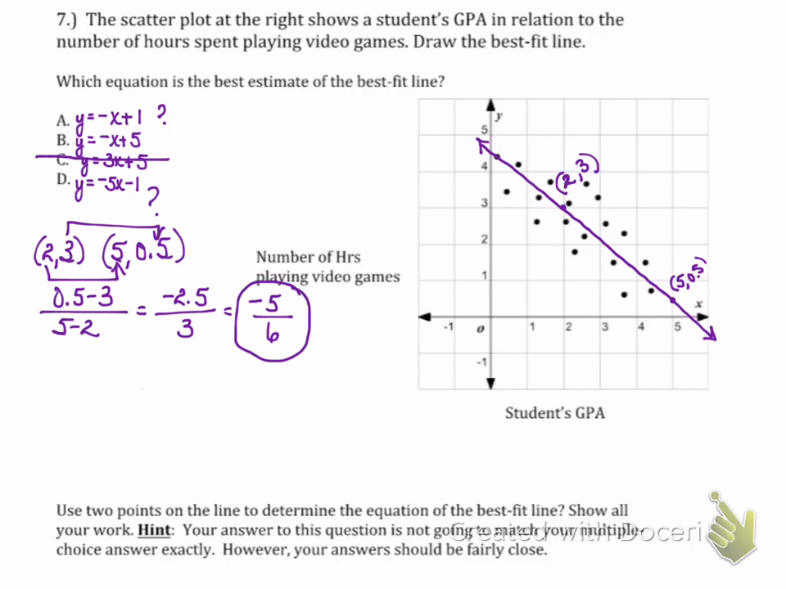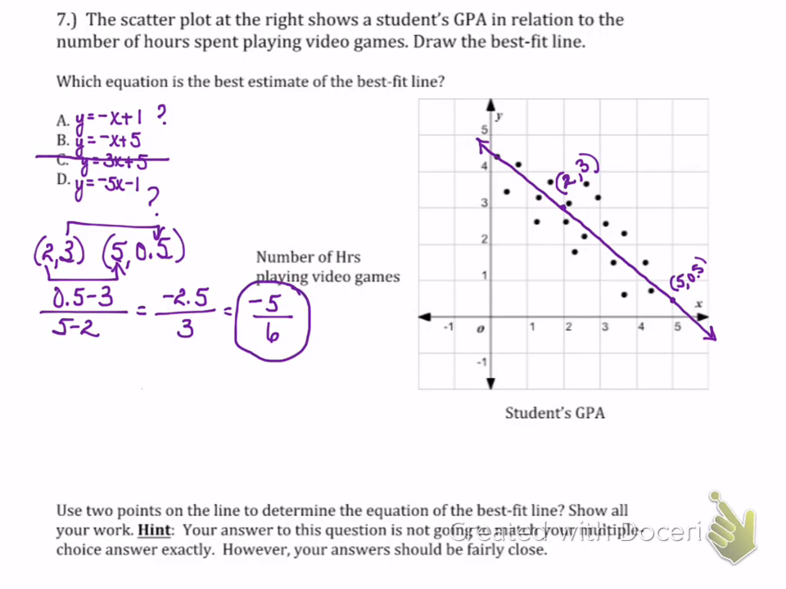So you want to just hit your arrow F or your F to D button to change that to a fraction. And if you don't know where that button is on your calculator, please ask your math teacher because we can help you out on that. So our slope is negative 5 over 6, which is very close to negative 1. So B is looking better and better.